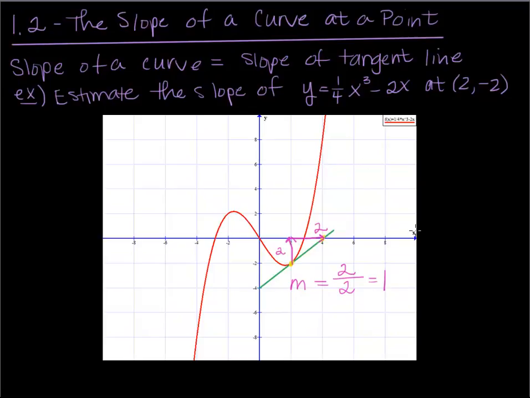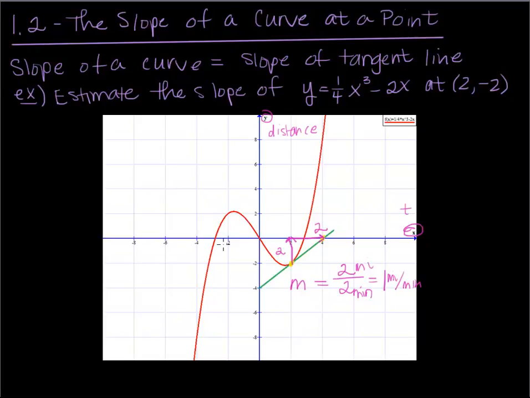Based on whatever my x and y stand for, maybe this would be distance versus time. Maybe I went 2 miles in 2, I was going to say 2 hours, but that'd be sad, so let's say 2 minutes. What is my rate of change? It's 1 mile per minute. That's what we would estimate our rate of change, or the slope of that curve, to be at that point.